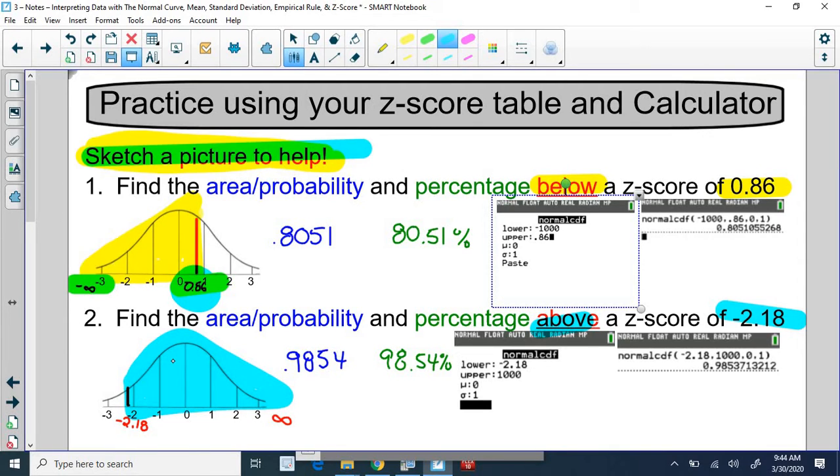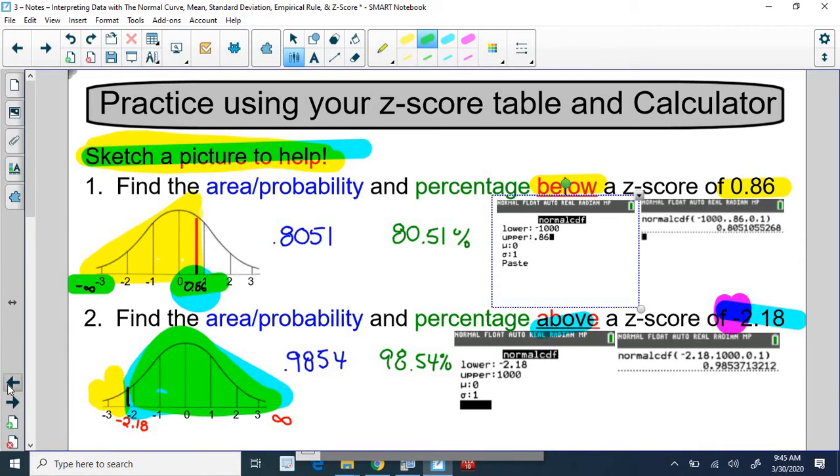So the trick for the chart is I have to understand that this negative simply means opposite. So if I go to the chart and find negative 2.18, it would give me this value, which I don't want. It's just a very small value. So to find this upper value, instead of looking at negative 2.18 on the chart, I'm going to look at positive 2.18 on the chart.